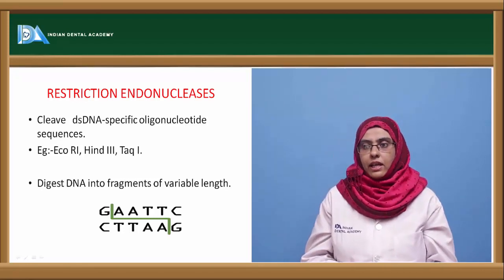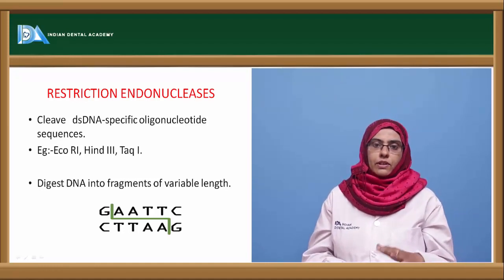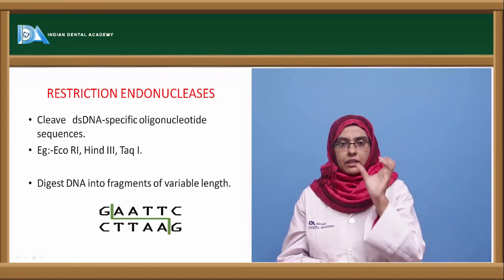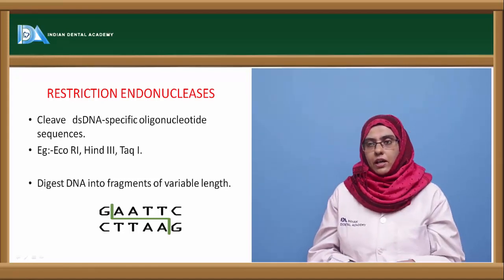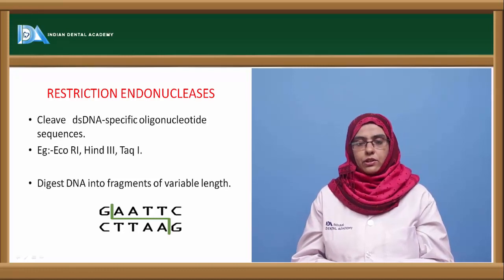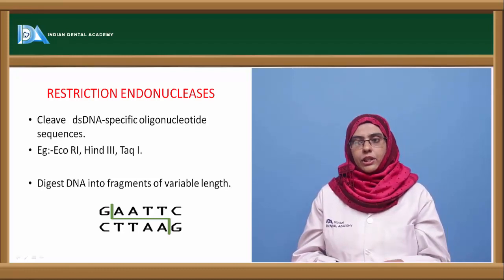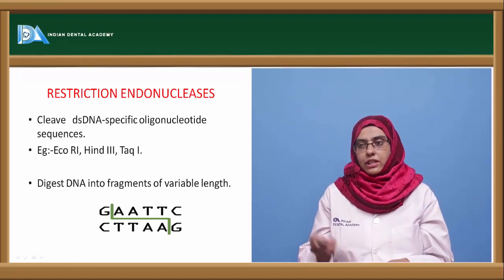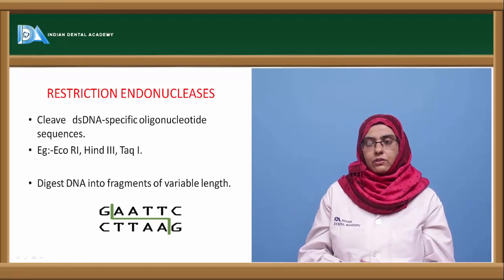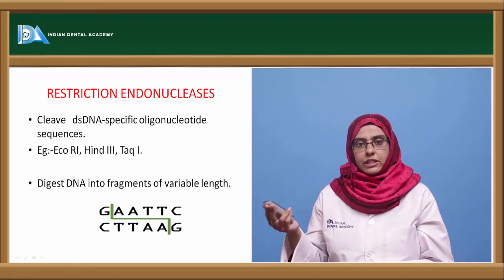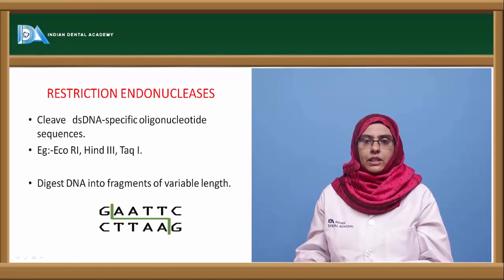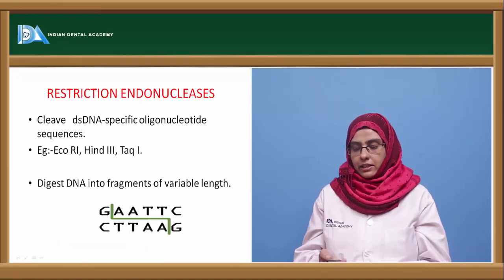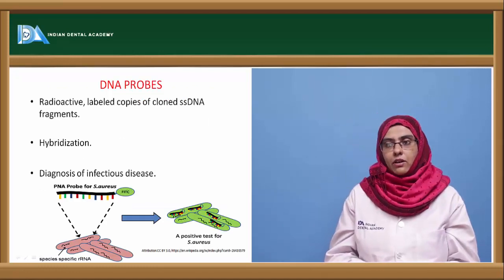There are different types of restriction endonucleases. Examples are EcoR1, HindIII, TaqI, etc. For different types of integration, different types of cutting at different sequences, we can make use of different restriction endonucleases. The main objective of restriction endonuclease is to digest DNA into fragments of variable length. You can see where they cut at a particular sequence on the slide. A similar restriction endonuclease is used to cut the vector DNA molecule, so ultimately it is ligated.